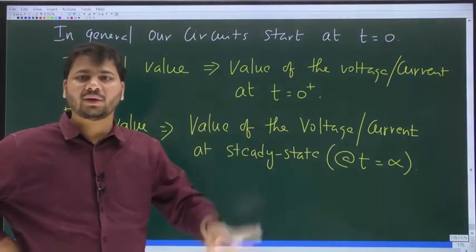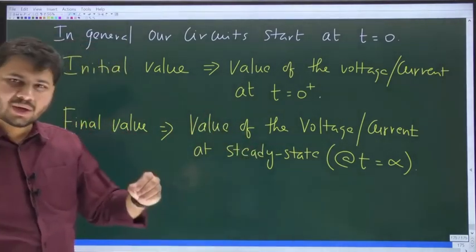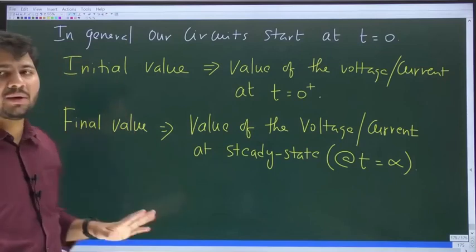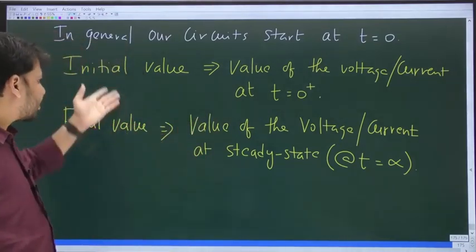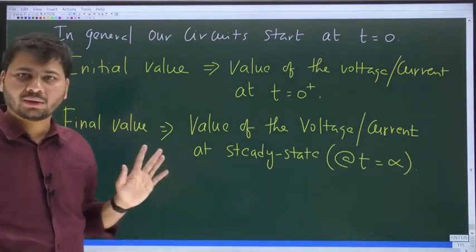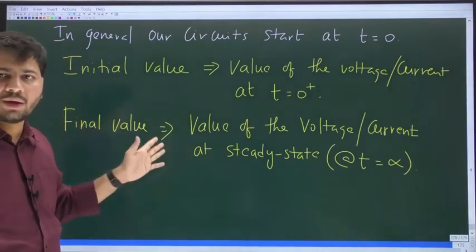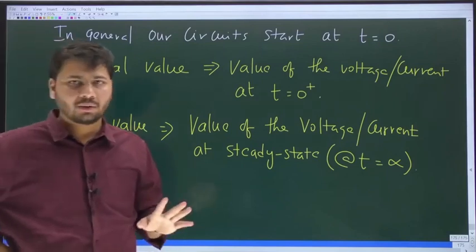Initial value is the value at the beginning, that is at t equal to 0 plus. So it's all about finding the initial value and the final value. This entire first order circuits topic is all about finding these two values, which is extremely simple. Finding the initial value, finding the final value.